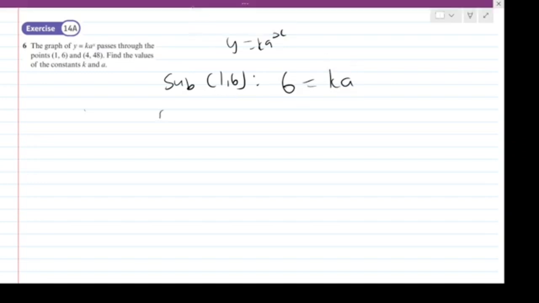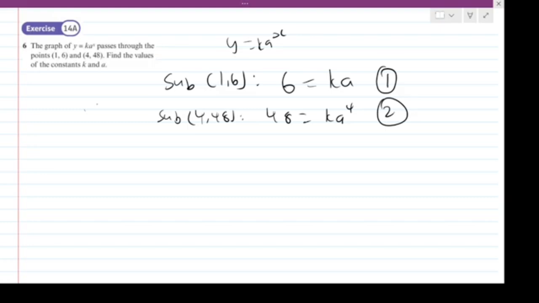I'm also going to sub in the point 4, 48. If I do that, that means when y is 48, x is 4, so ka to the 4. So from this, I need to find k and a. Well, actually, these are simultaneous equations, right? 2 equations and 2 unknowns. How can I solve this then?